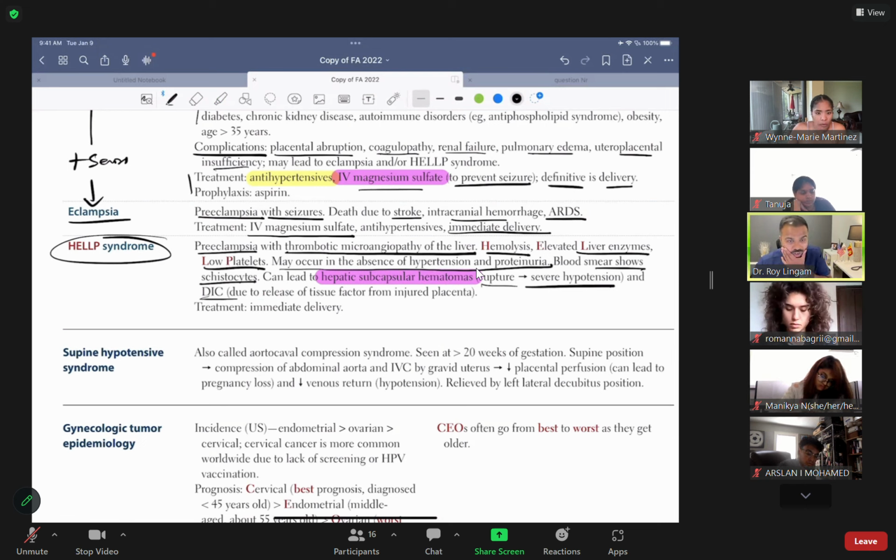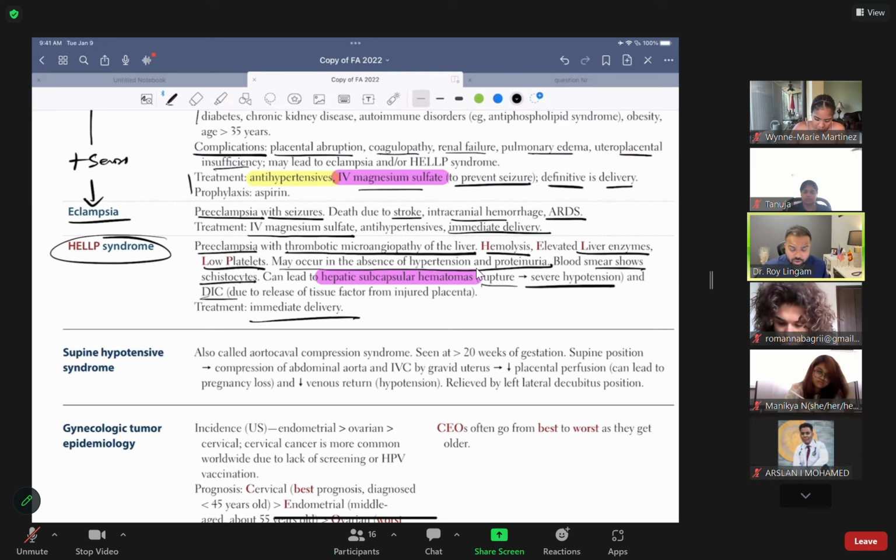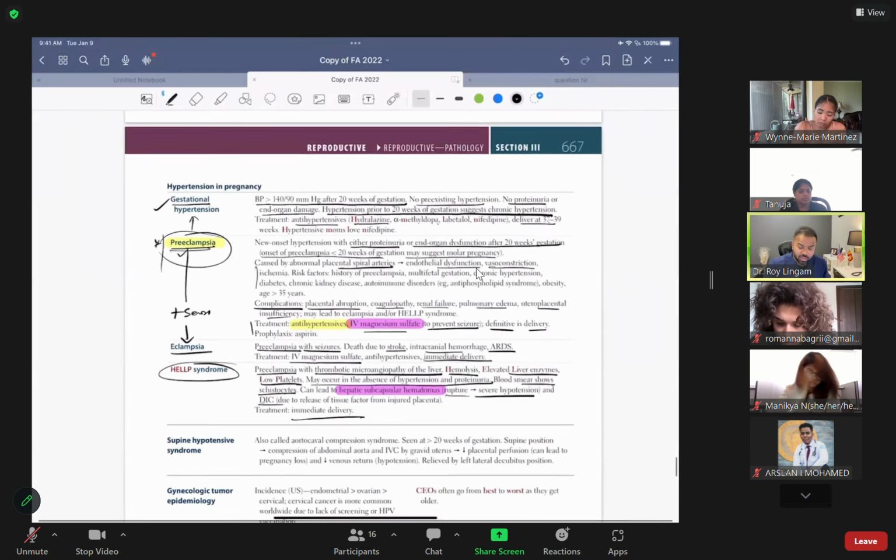So whenever they have HELLP syndrome, immediate delivery, folks. Anything to do with the blood pressure, the baby comes out. Is everybody clear with that? All right, so that's HELLP syndrome. These are high yield.